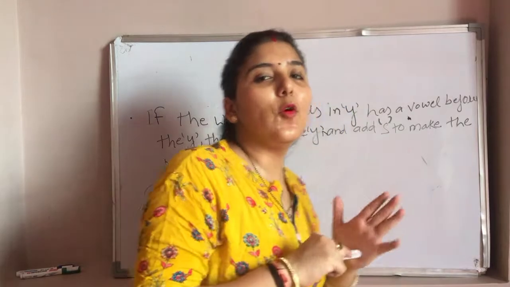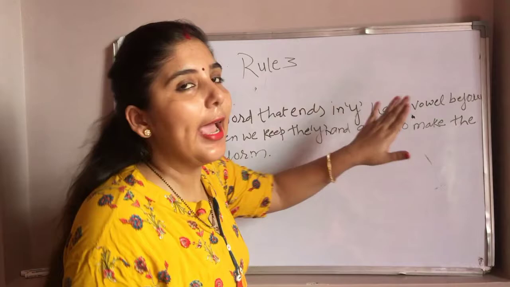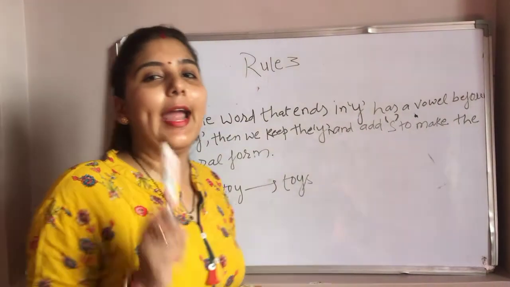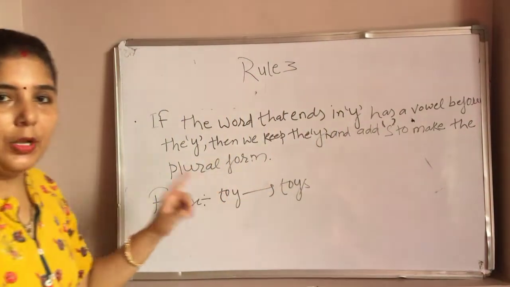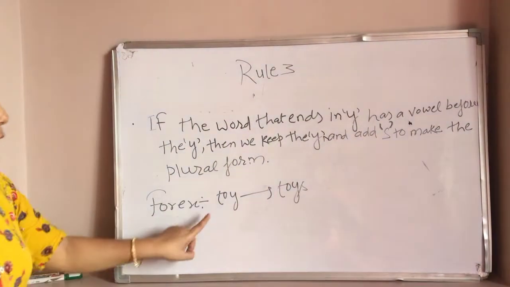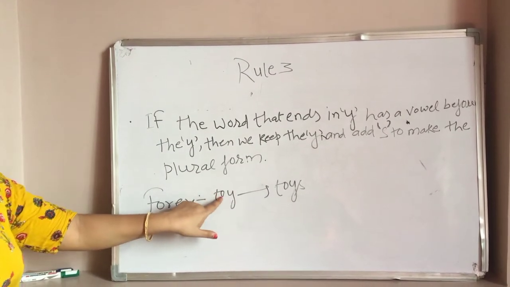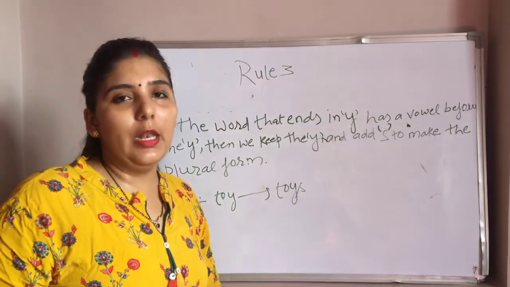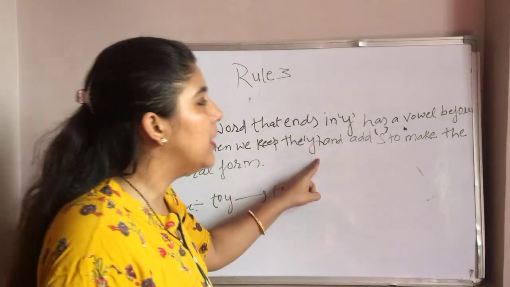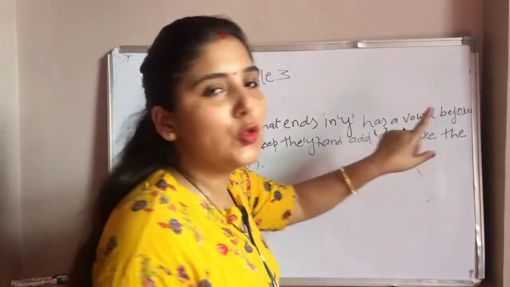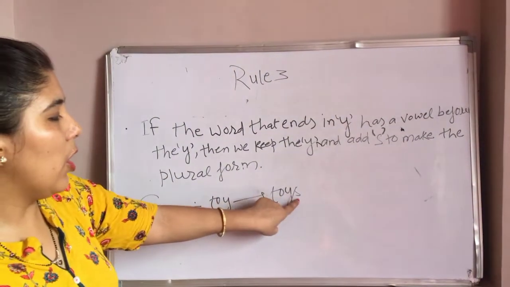Okay children? If the word that ends in y has a vowel before the y, then we keep the y and add s to make the plural form. Okay children, for example, toy. Here y, and before the y is o, and o is a vowel. So as we studied, if there is a vowel before the y, then we keep the y and add s to make the plural form. So toy, toys.